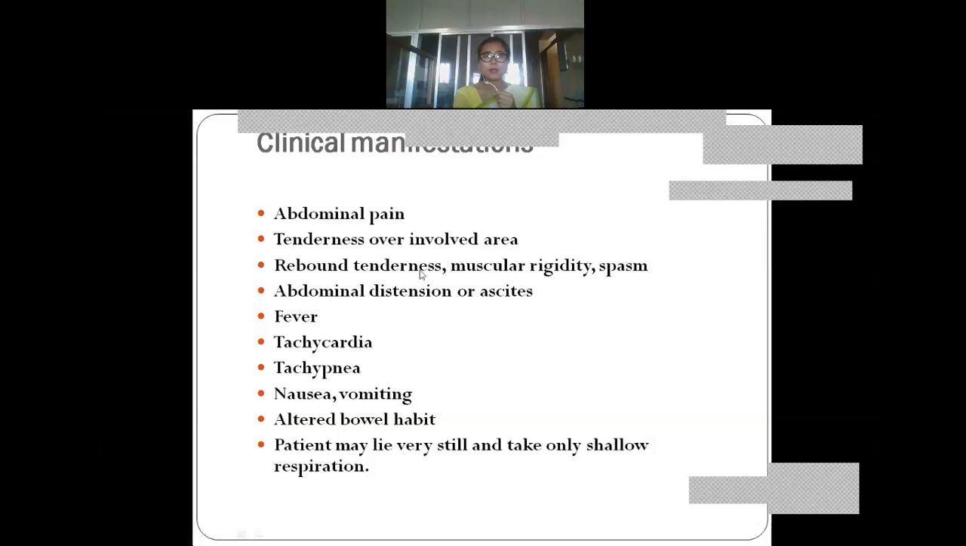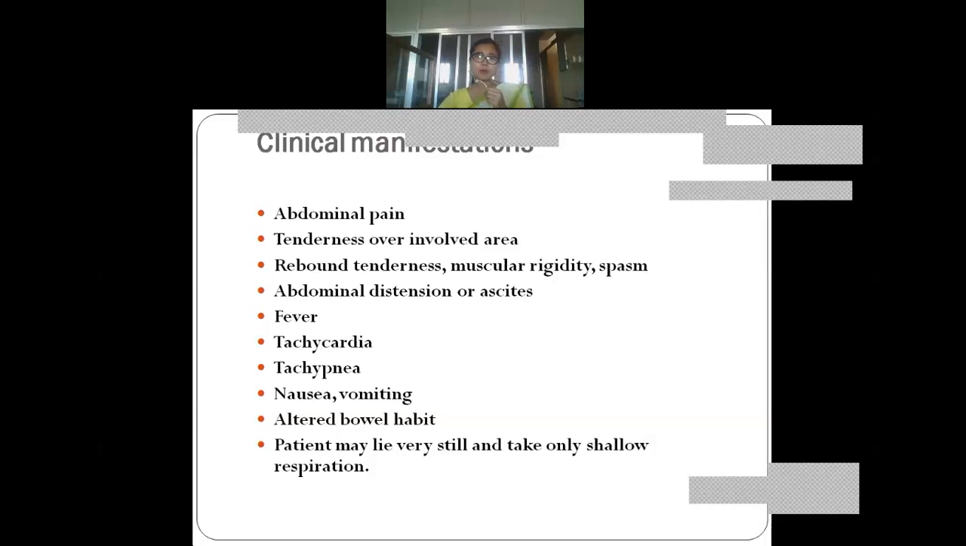And then there will be rebound tenderness, muscular rigidity, and spasm. Rebound tenderness is also known as the Blumberg sign. What happens in rebound tenderness is, when the examiner gives pressure on the abdomen, the patient will not feel that pain or tenderness, but the patient will get that tenderness upon removal of the pressure. So this is called rebound tenderness.